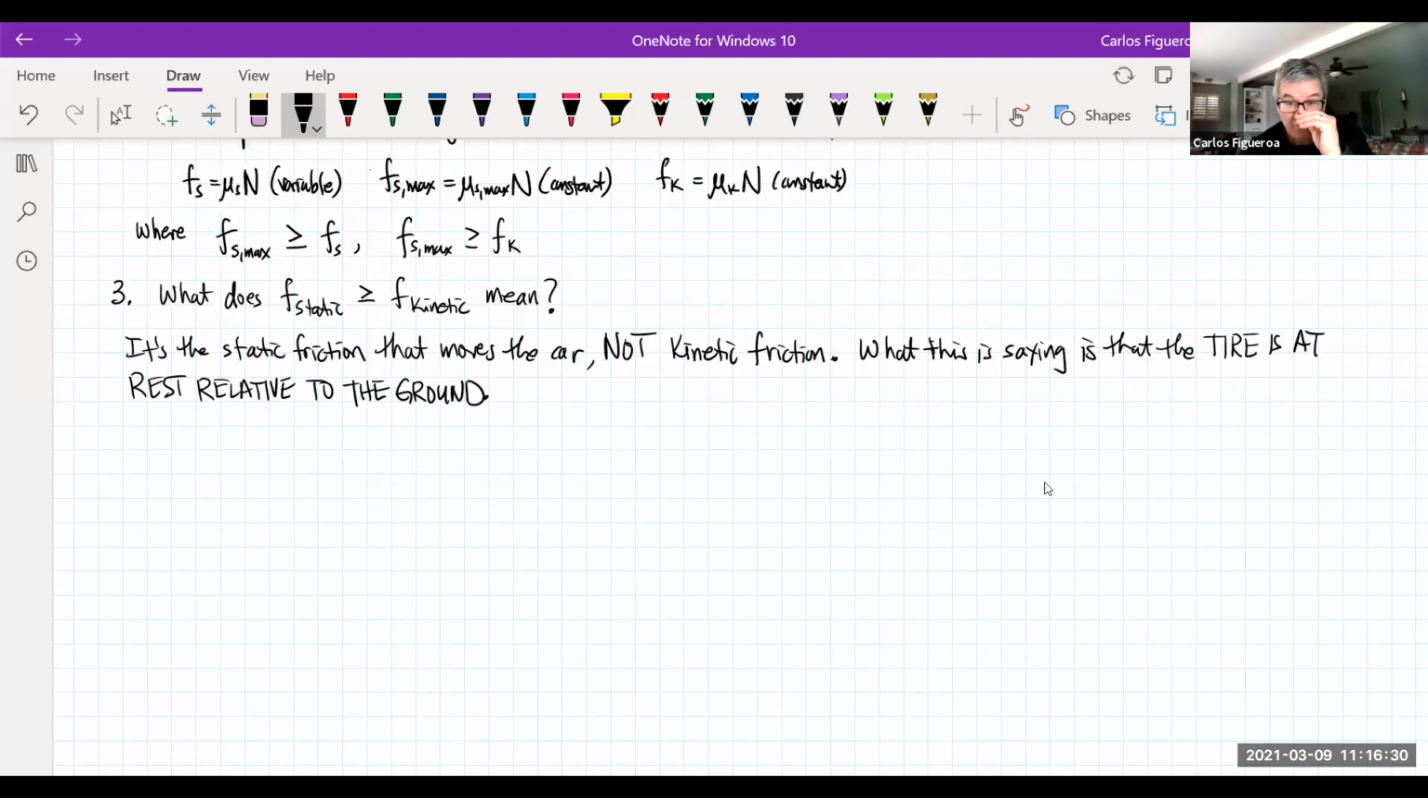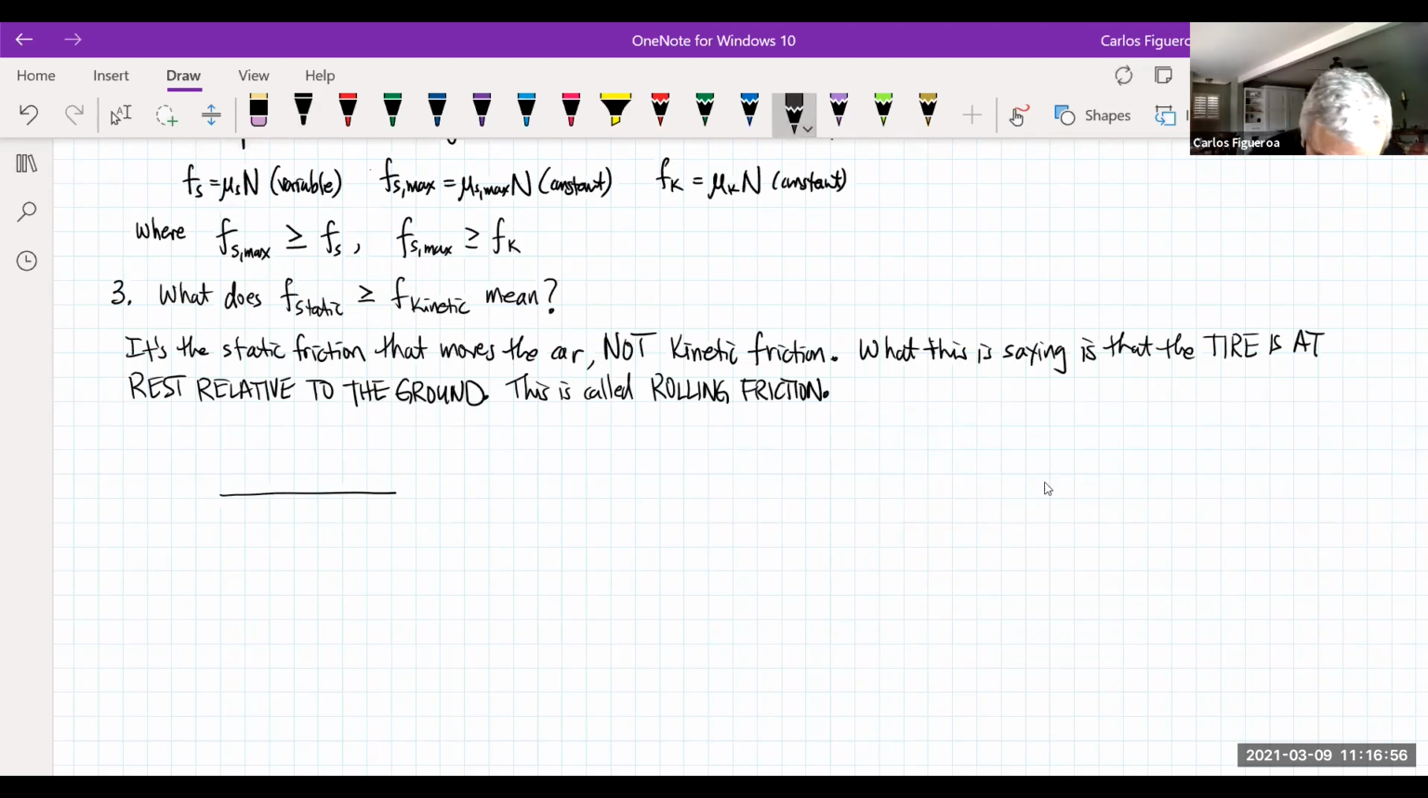And a lot of people find that quite surprising. In fact, they even have a word for this. This is called rolling friction. And it's more complicated than that. So when I'm thinking about a car scenario here, okay, so I have my road, and now I have my car. So you could imagine that here's the car.